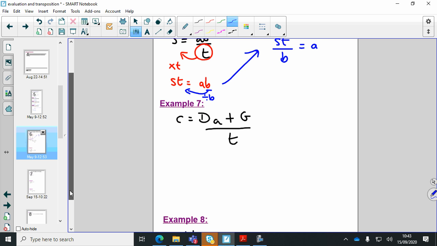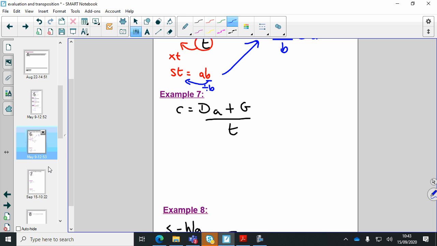So example 7, we've got a few steps here. C equals dA plus G over T. Okay, so we're making A the subject again. So the first thing I'm going to do is get rid of this fraction. So I'm going to bring the T up to there. It's dividing on the right hand side, so it's now going to multiply by T on the left hand side. So CT equals dA plus G.